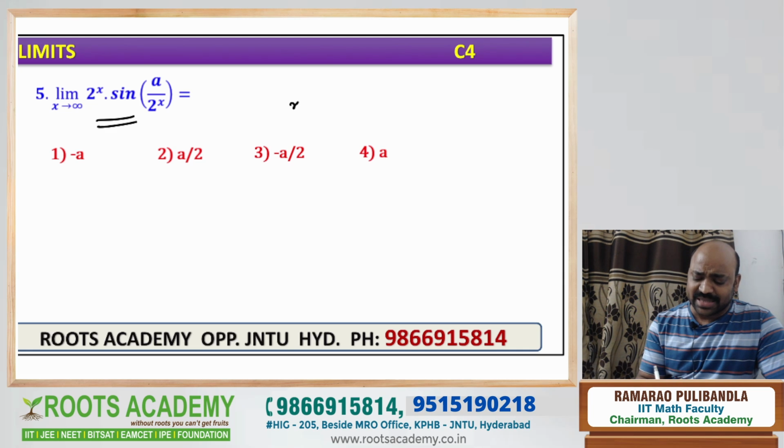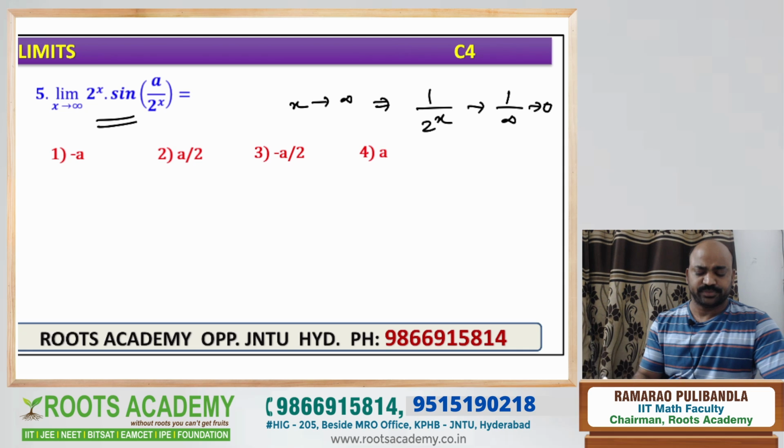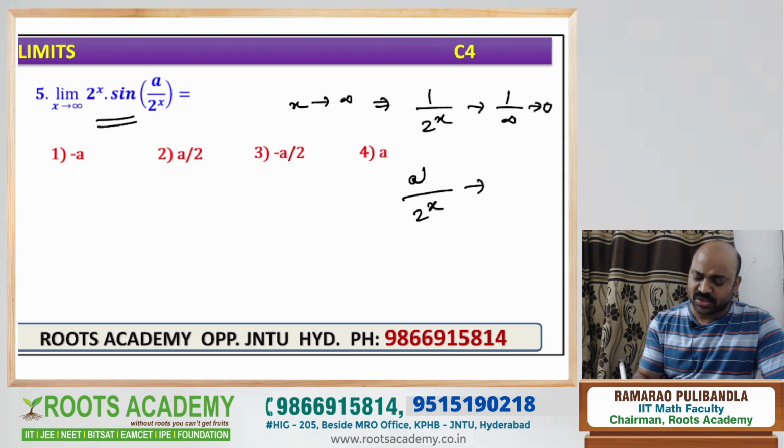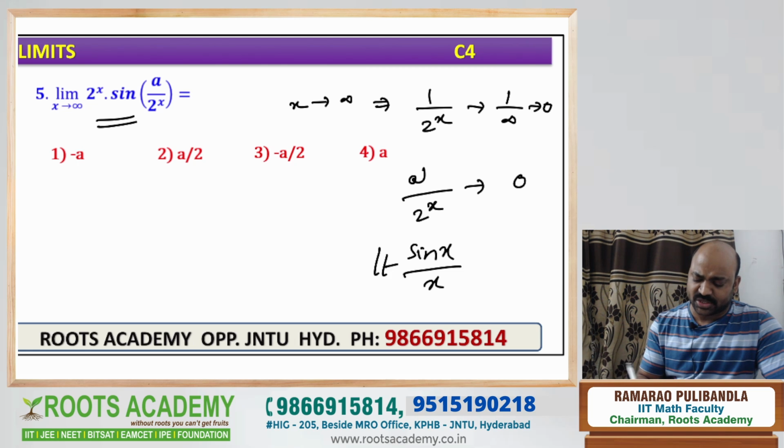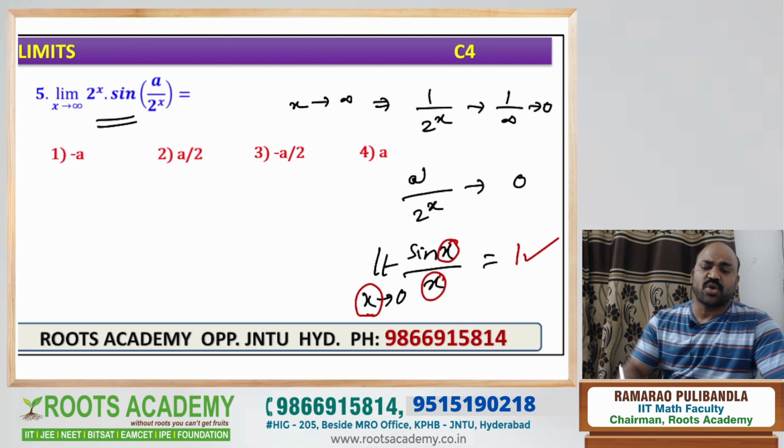See, as x extends to infinity, 1 by 2 power x extends to 1 by infinity, which means 0. Therefore, a by 2 power x also will tend to 0, because 1 by 2 power x tends to 0, and into a is also tending to 0. But do you remember the standard limit? Sin x by x, limit x tends to 0, is always 1. Try to remember here: when x is tending to 0, this is tending to 0, and total it is going to be 1.